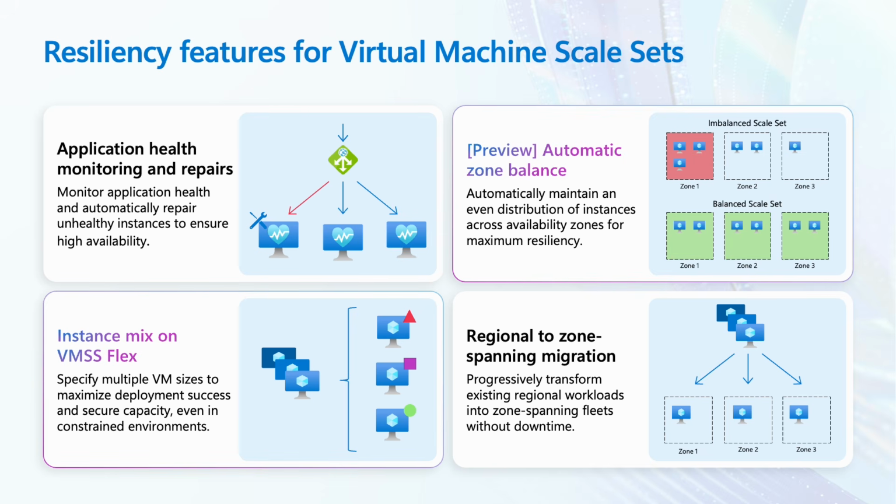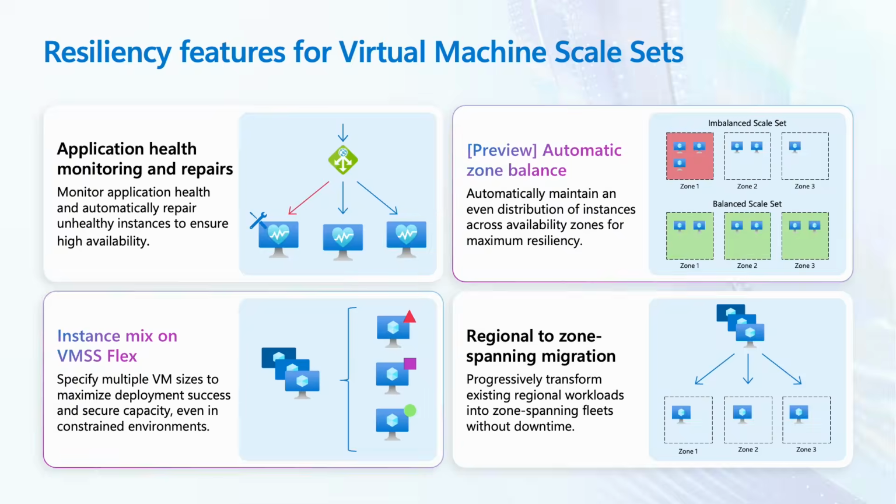For example, with instance repairs, if your application reports an unhealthy status, the scale set can automatically detect the issue, terminate the unhealthy instance, and deploy a fresh replacement. This allows your system to self-heal from application-level failures automatically.